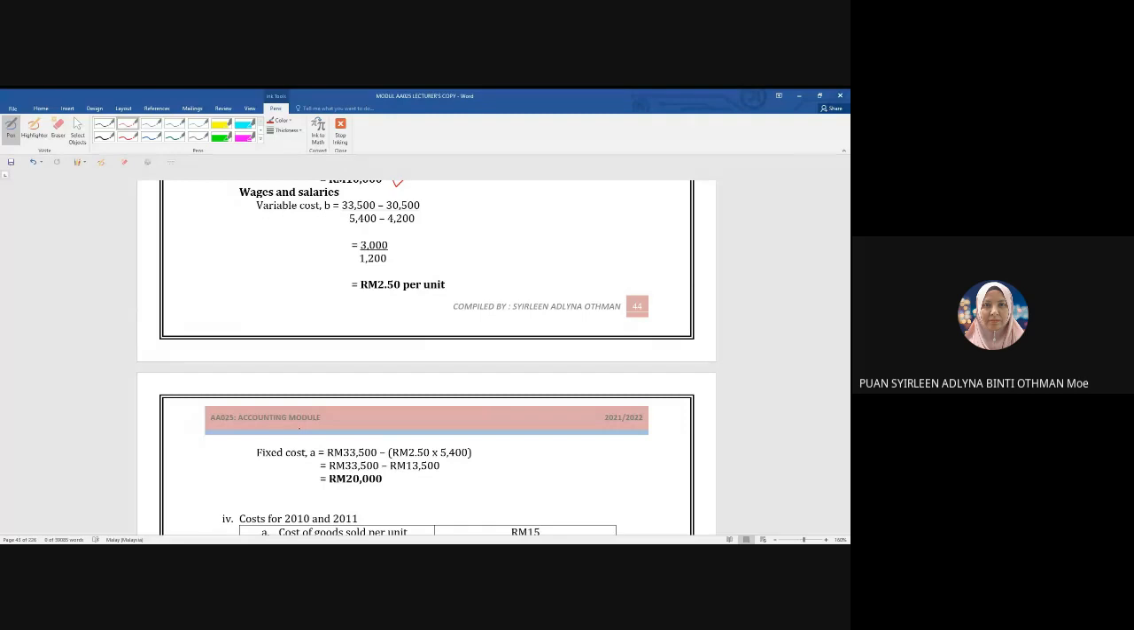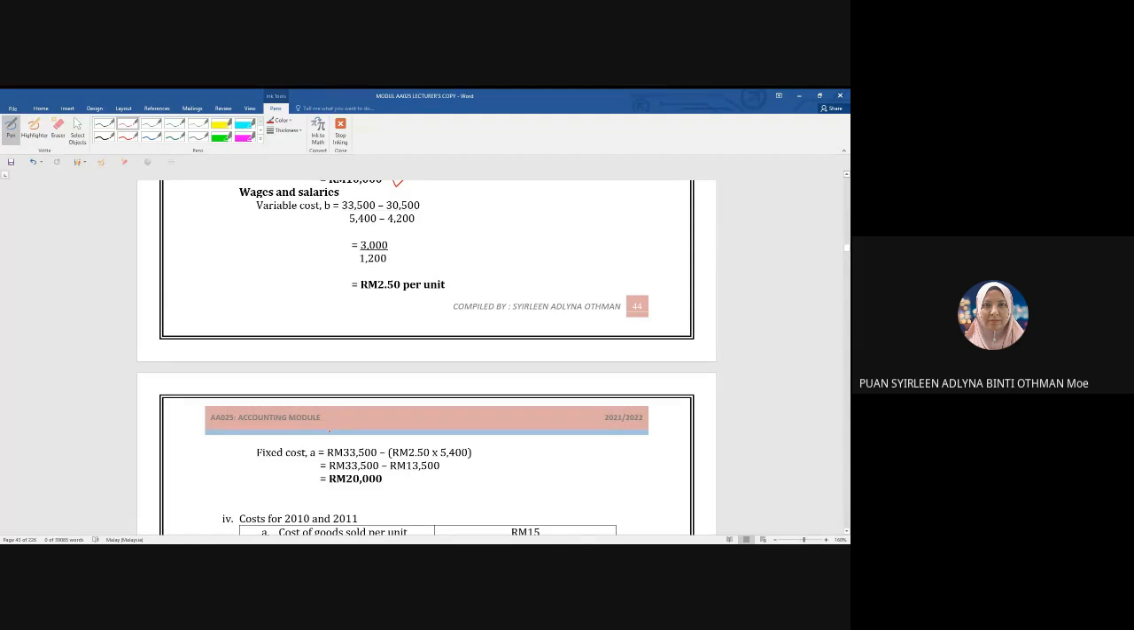Now we have the items for each, and we are supposed to calculate the following costs for 2010 and 2011. Some people calculate one by one, right? Actually, it's no problem if you don't, because 2010 and 2011 means you have already used high-low. The high-low method means the two will produce the same answer. So I don't need to calculate 2010 in one column and 2011 in another column.